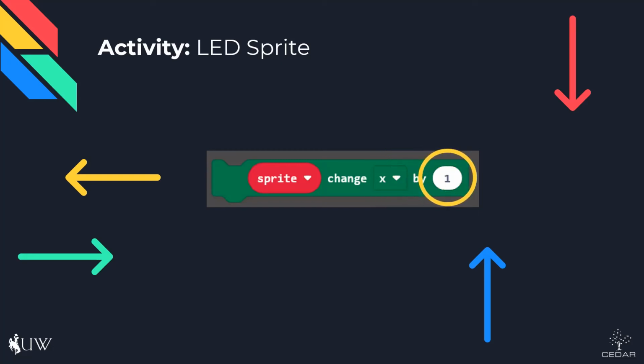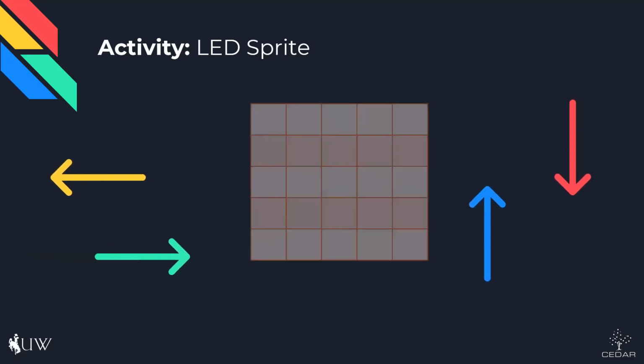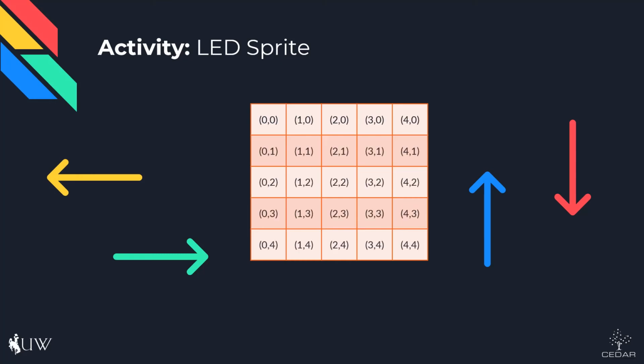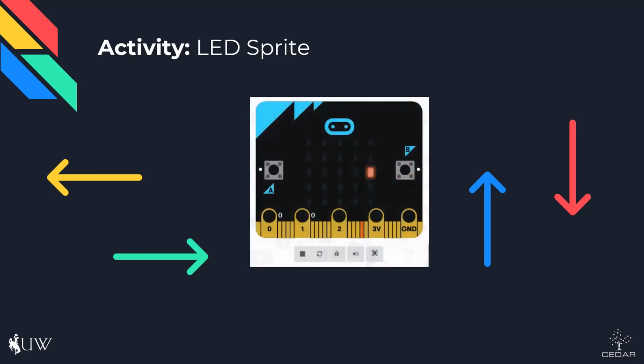Let's figure out which values to use. The LEDs on the microbit are arranged in a grid, with the top left LED being at x0, y0. As we move left to right, the x value increases. As we move top to bottom, the y value increases. In MakeCode, you can hover over an LED on the virtual microbit to see what its x and y values are.